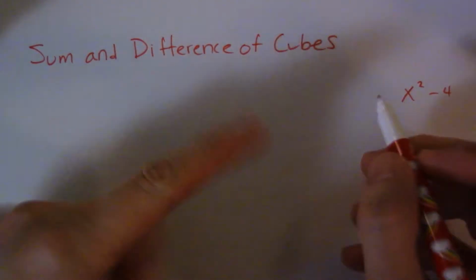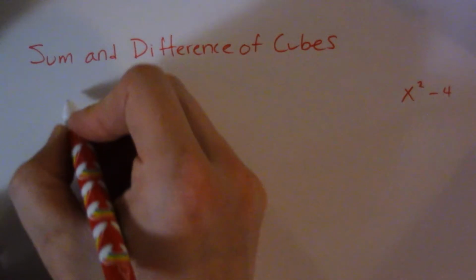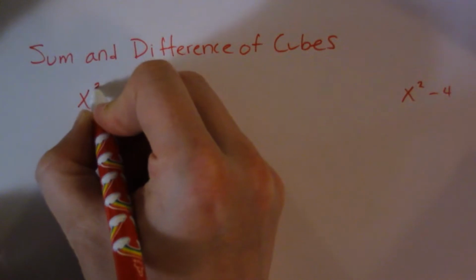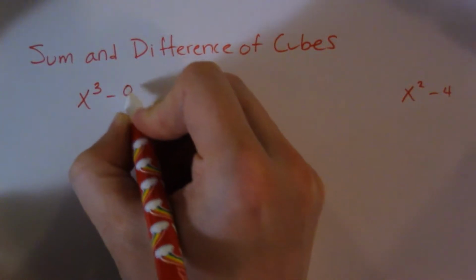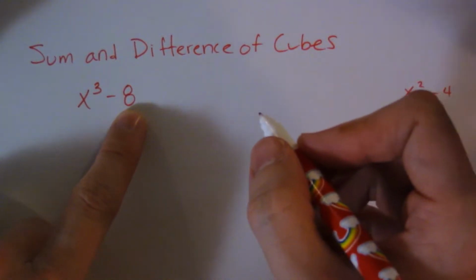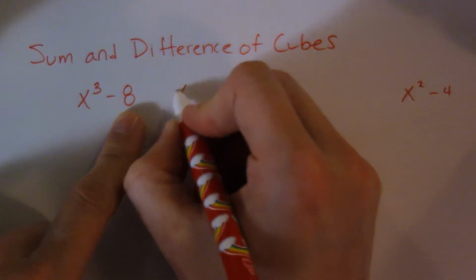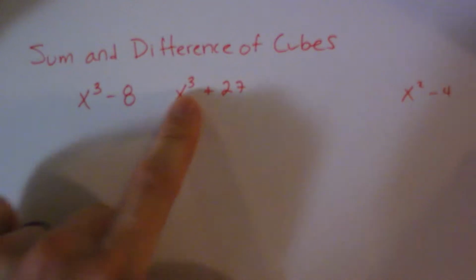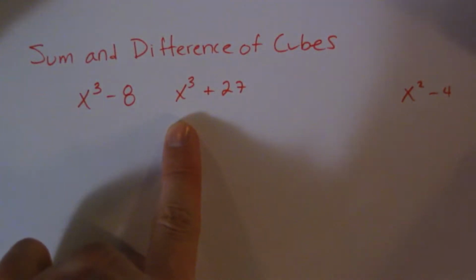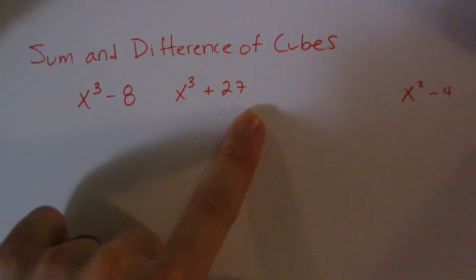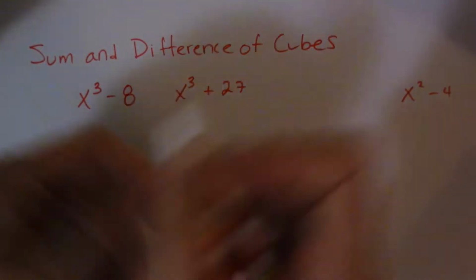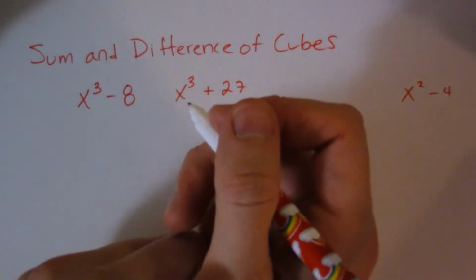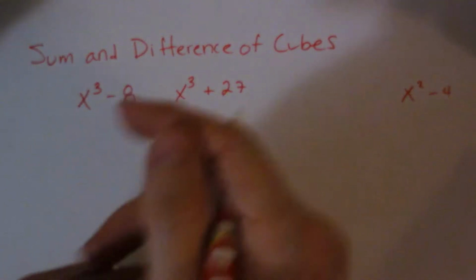Now, sum and difference of cubes, well, it's much the same thing. You might have something like x cubed minus 8, because 8 is a perfect cube. Or maybe it's x cubed plus 27. So that's also a sum of cubes. So the question is, how do we factor this? It's actually really easy.